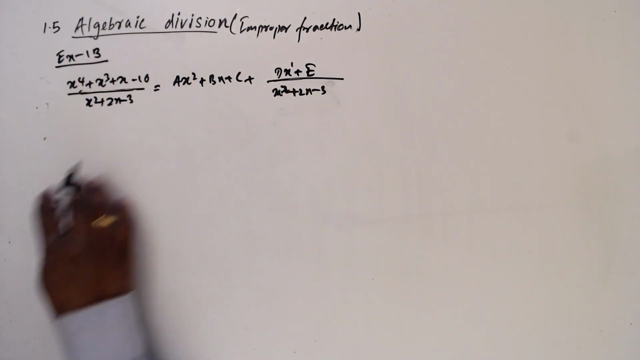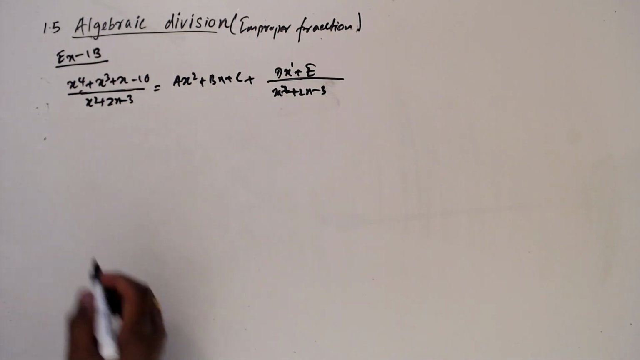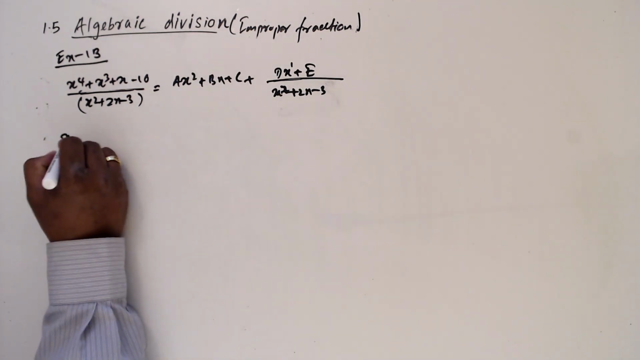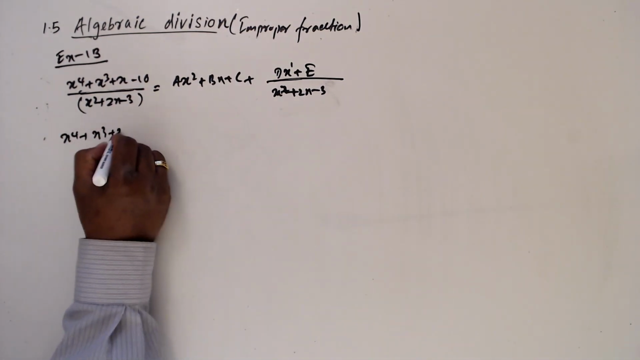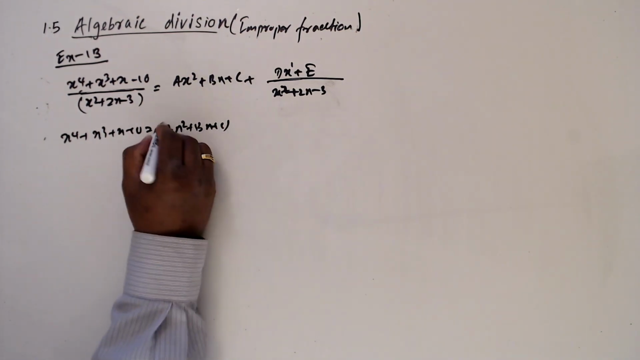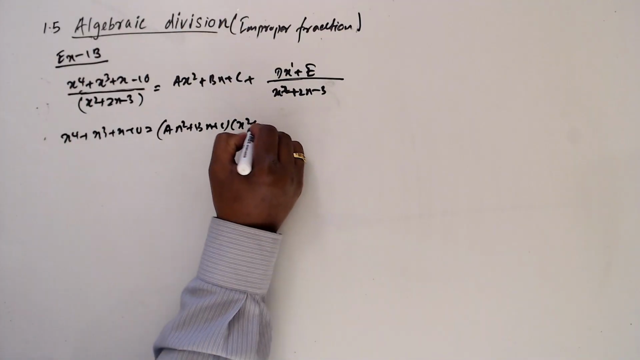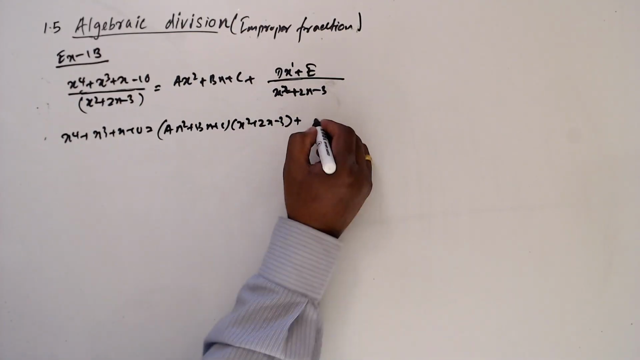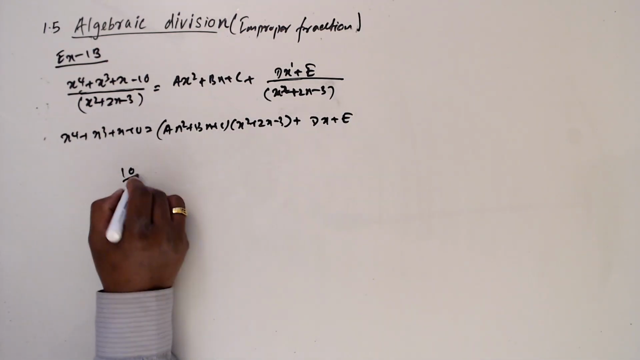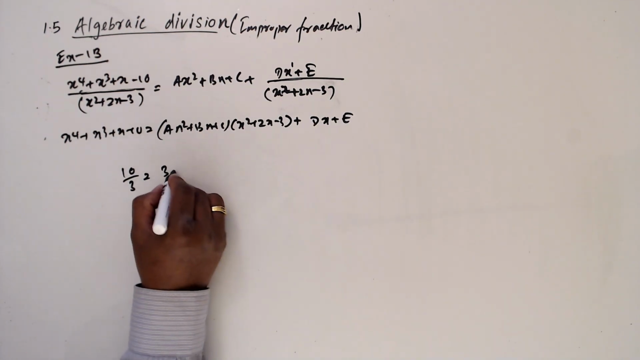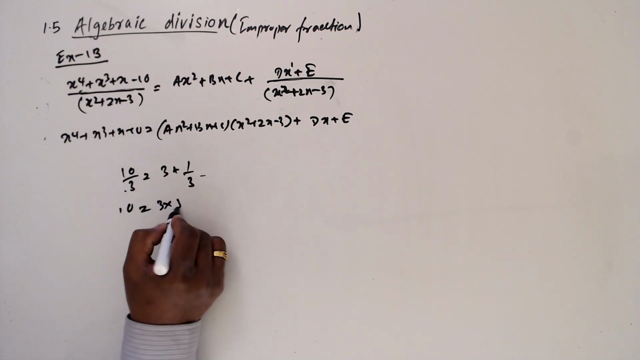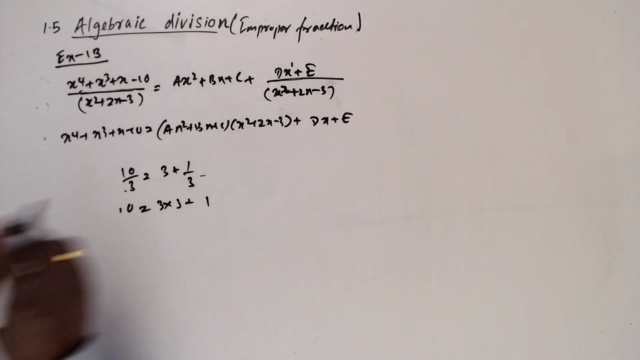Now this is given in example 13. So when I multiply by this one, I can bring it into one line: x square plus x cube plus x minus 10 equals ax square plus bx plus c times x square plus 2x minus 3, plus dx plus e. This cancels out because 10 over 3 equals 3 plus 1 over 3. When you multiply by 3, 10 equals 3 times 3 plus 1. The same thing I did.